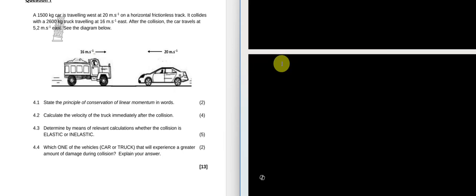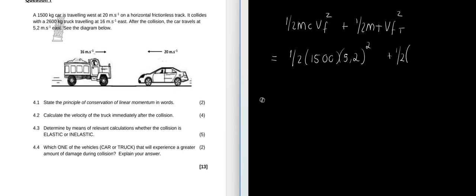So the kinetic energy after will be half m of the car, final velocity squared of the car, plus half m of the truck, final velocity squared of the truck. That will be a half times 1500, final velocity of the car was 5.2 squared, plus a half of 2600, final velocity of the truck was 1.46 squared. And then what's the answer you get there? 23 joules, okay, so let's leave it at 0.8, it's fine.